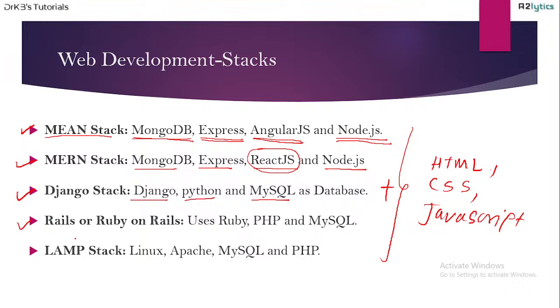Fourth one is the Rails or Ruby stack. You have to learn the Ruby framework, PHP language, then MySQL database, plus these scripting languages. Then you will become a Rails full stack developer. Fifth one is the LAMP stack. You have to learn Linux, Apache, MySQL and PHP plus scripting languages. Then you will become a LAMP stack developer. These are the stacks available for a full stack web developer. Either you can learn all the stacks or you can learn any one of the stacks.